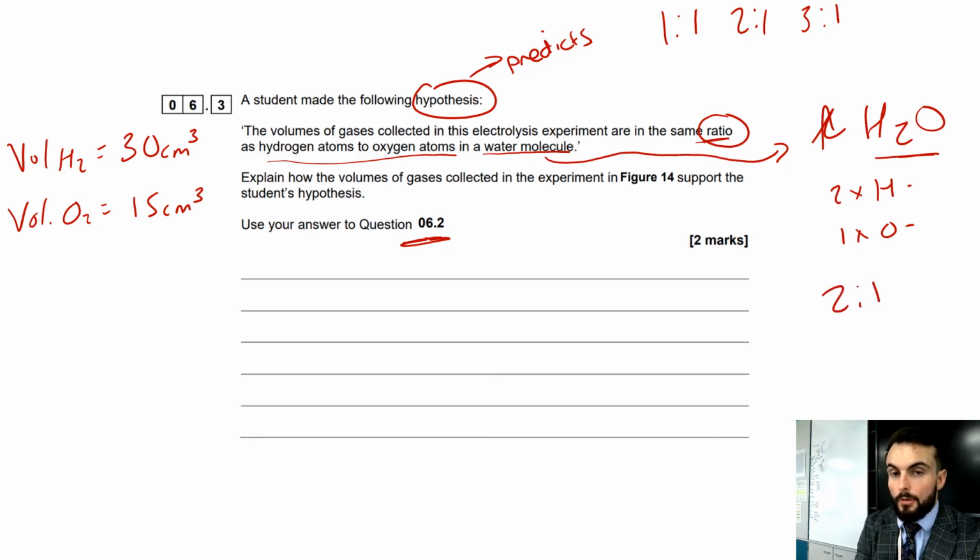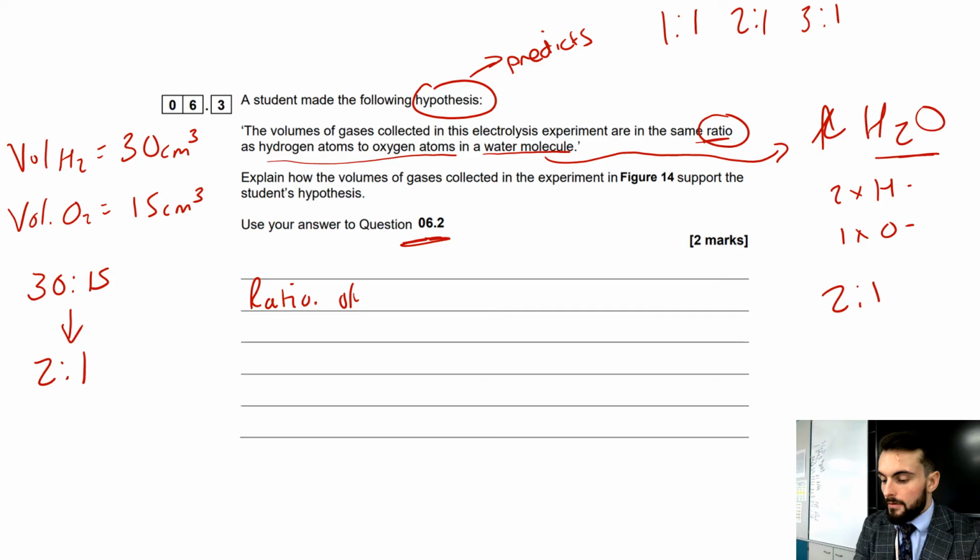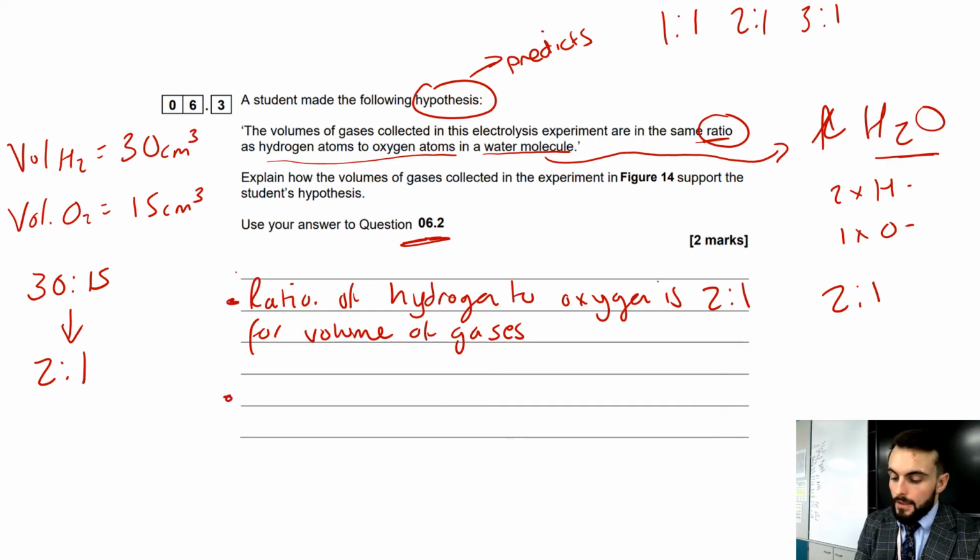And then if we look at our volume of gases as a ratio, it's 30 to 15, so 30 centimeters cubed of hydrogen to 15 of oxygen. If you simplify that down, it simplifies to 2 to 1. So you put the ratio of hydrogen to oxygen is 2 to 1. You could even specify for volume of gases, and so that's your first mark. Second mark, you just say that this is the same as the ratio in a water molecule.